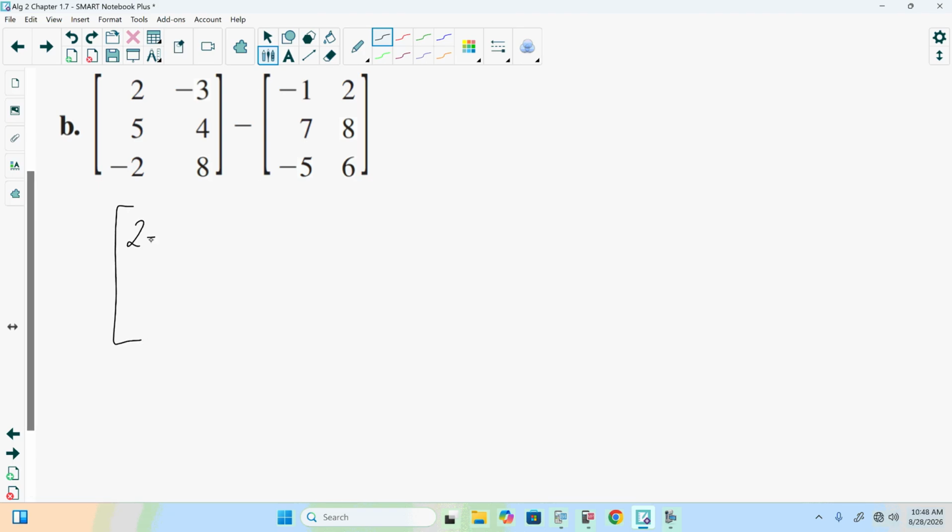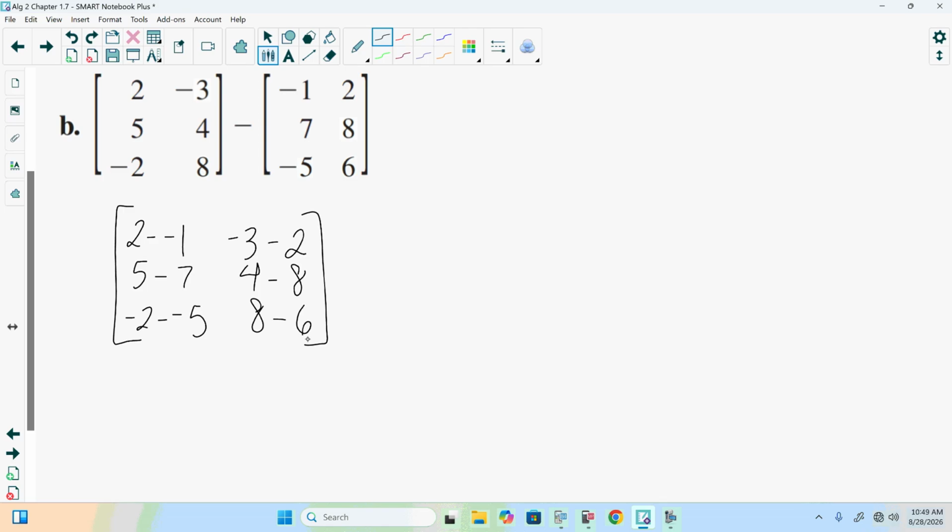So we'd have 2 minus -1. Then we would have -3 minus 2. Then we would have 5 minus 7. 4 minus 8. -2 minus -5. And lastly, 8 minus 6. If their dimensions are the same, we add or subtract the corresponding elements depending on the operation we're doing. Here we're subtracting, the previous one we added. Questions on this here?